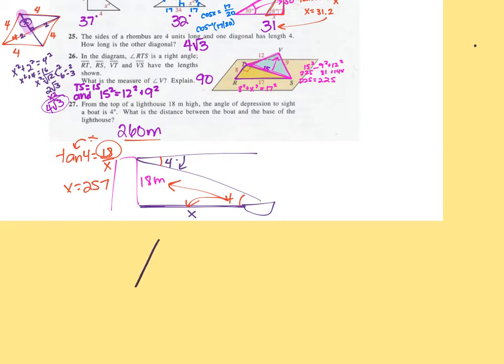The sides of the rhombus are 4 units long. One diagonal has a length of 4. How long is the other diagonal? Okay, so you've got a rhombus, right? 4, 4, 4, 4. And one diagonal is 4. It's asking how long the other one is.